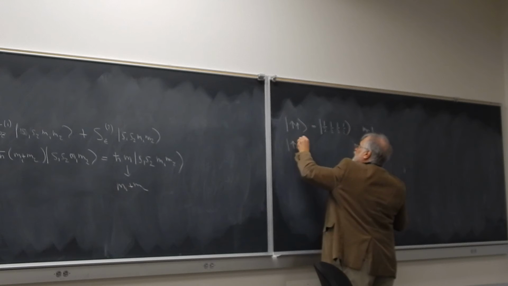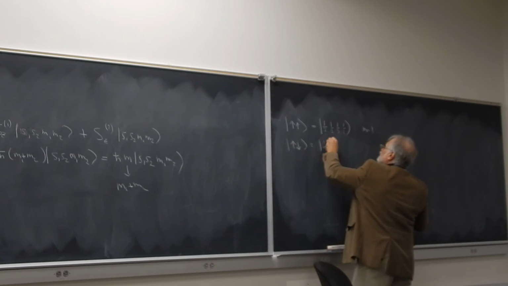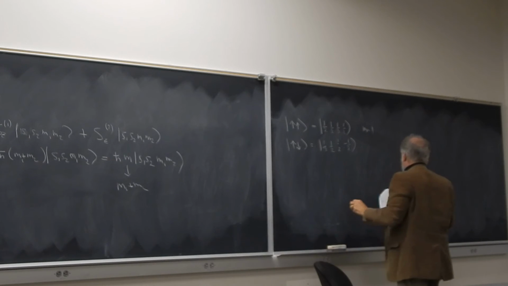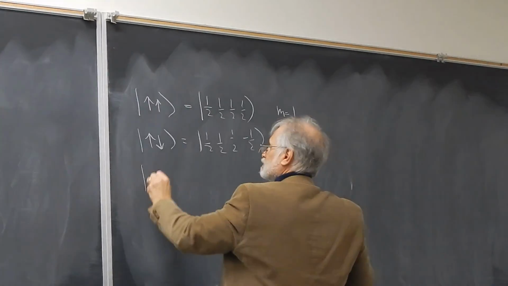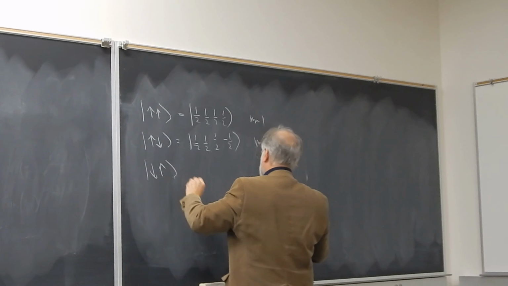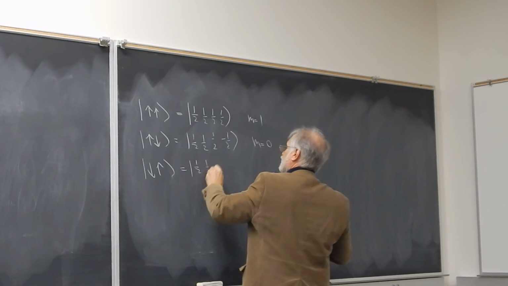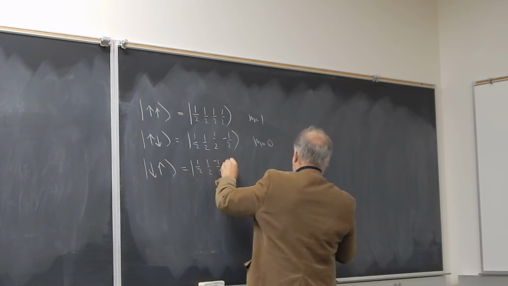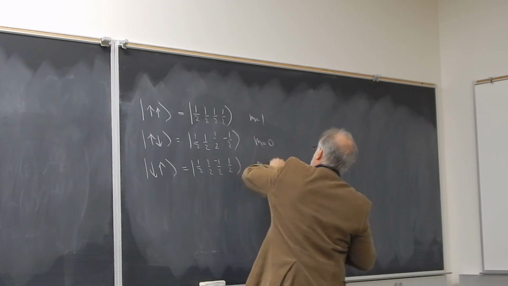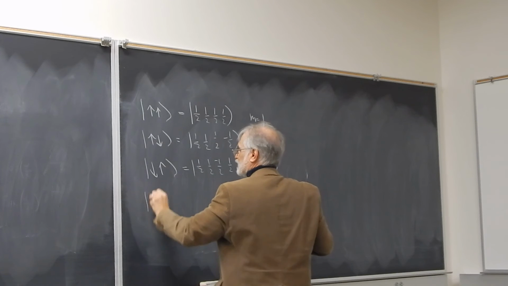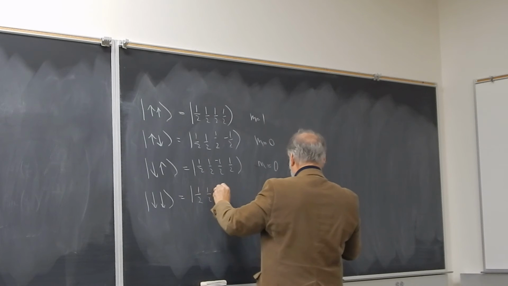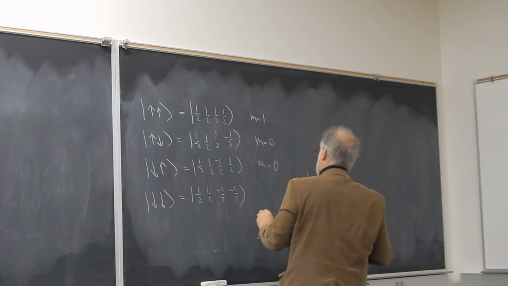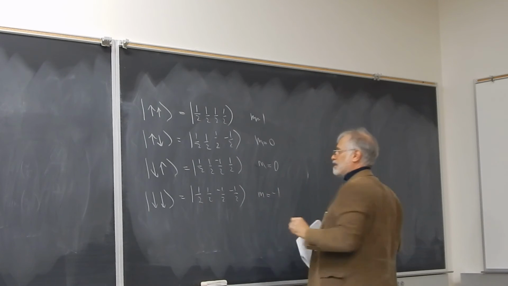I can have one up and one down, and that gives me 1/2, 1/2, 1/2, minus 1/2. That gives me m equals 0. I can have one down and one up: 1/2, 1/2, minus 1/2, 1/2, m equals 0. Then I can have them both spin down, which gives me 1/2, 1/2, minus 1/2, minus 1/2, and of course m would be equal to minus 1.